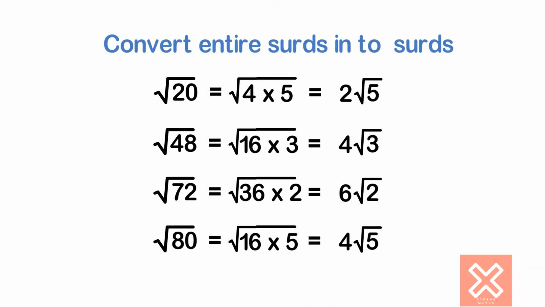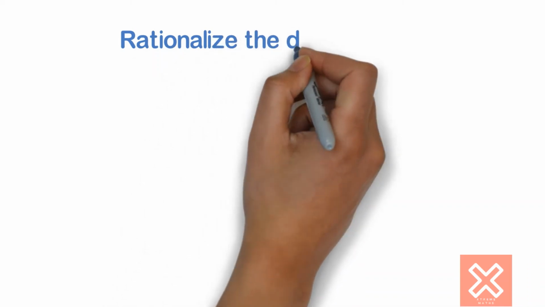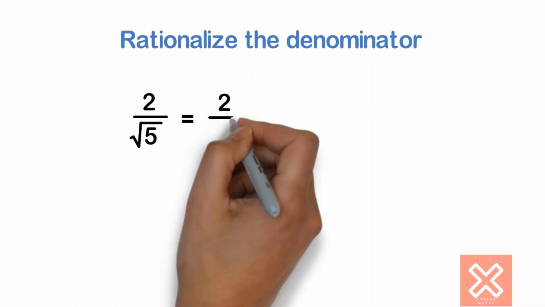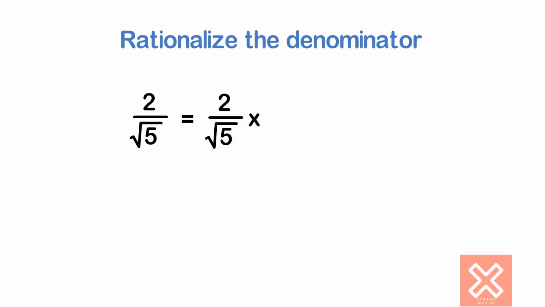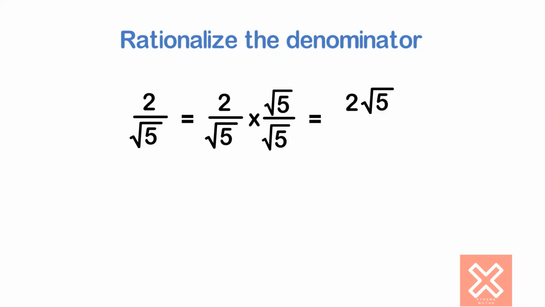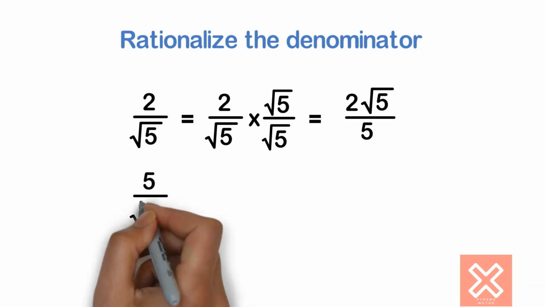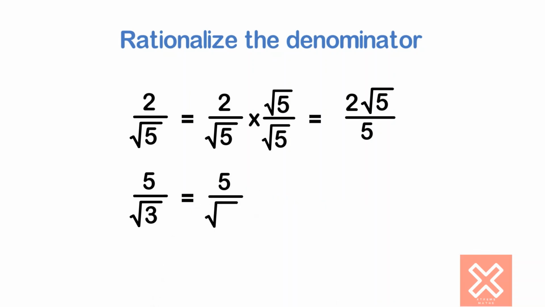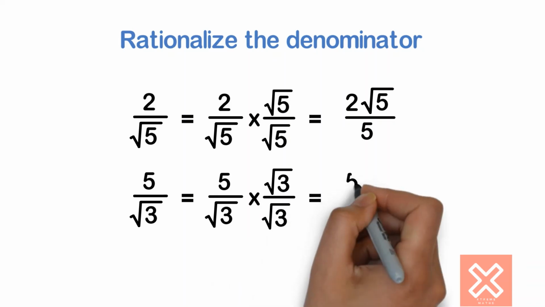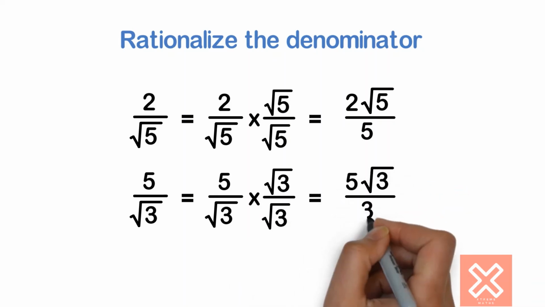How to rationalize the denominator? To rationalize the denominator, we have to multiply below the line by √5, and multiply over the line also by √5. Then you can rationalize the denominator. 2 times √5, and √5 times √5 is 5. Then rationalize the denominator of this: multiply over the line and below the line by √3. 5 times √3, 5√3, and √3 times √3 is 3.